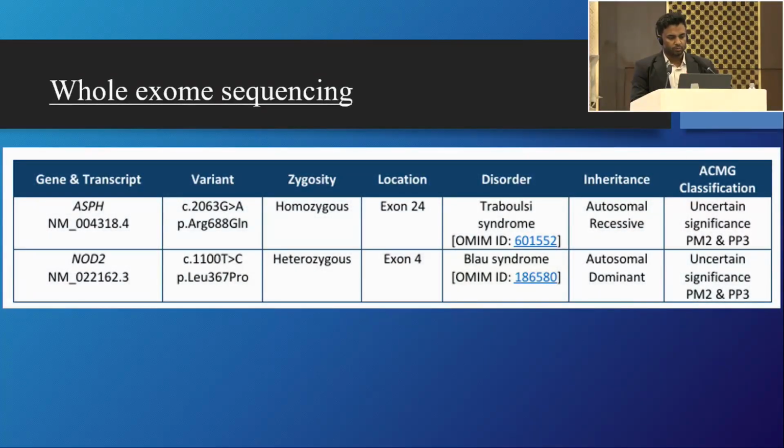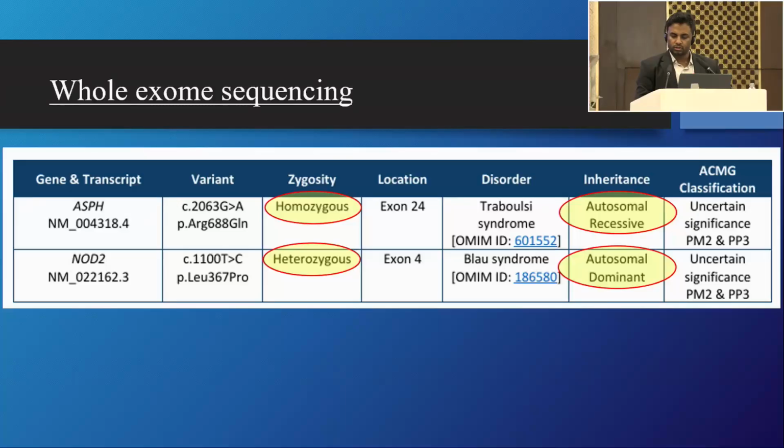We got the genetic report, and we got two variants. One was an autosomal recessive homozygous mutation in the ASPH gene, and another was an autosomal dominant heterozygous mutation in the NOD2 gene. Both of them were of uncertain significance. The first one indicated Traboulsi syndrome, and the NOD2 was indicative of Blau syndrome.